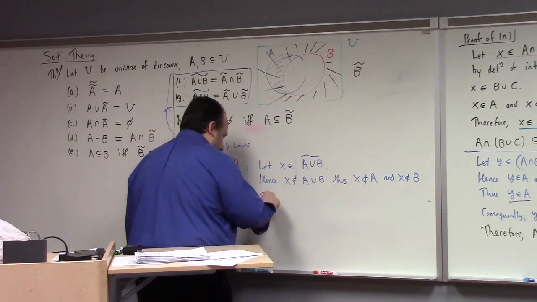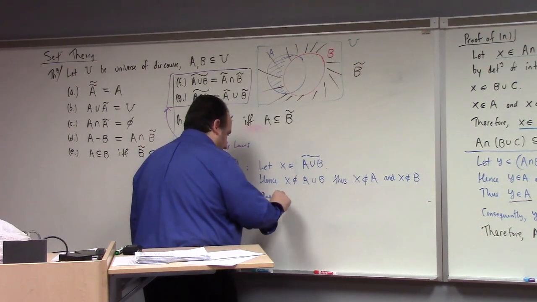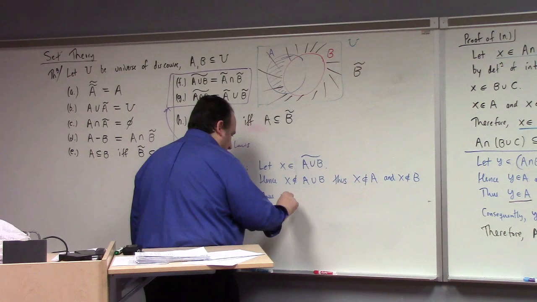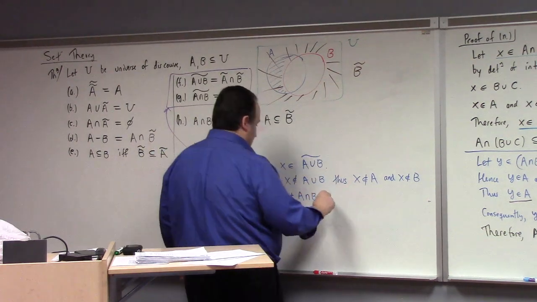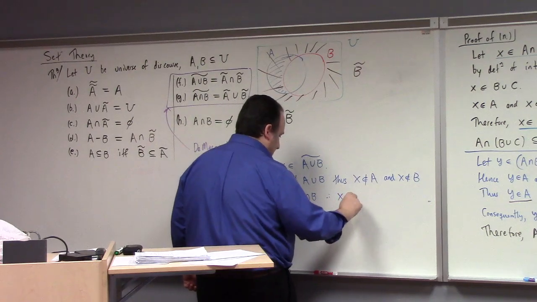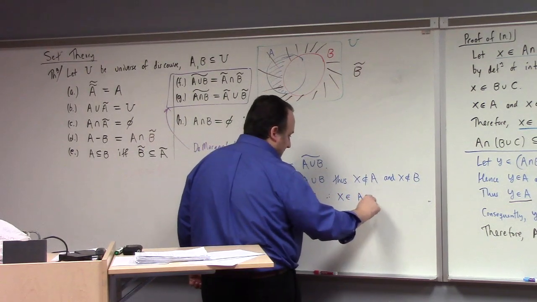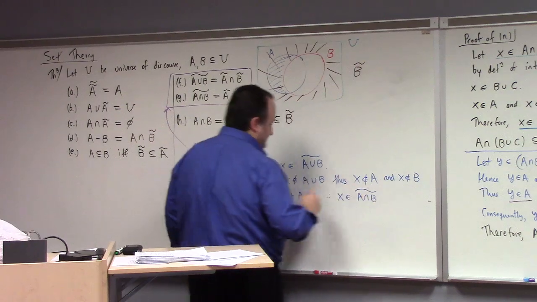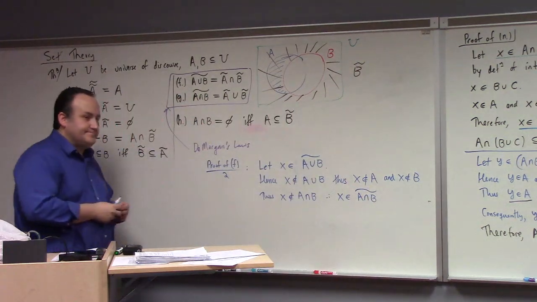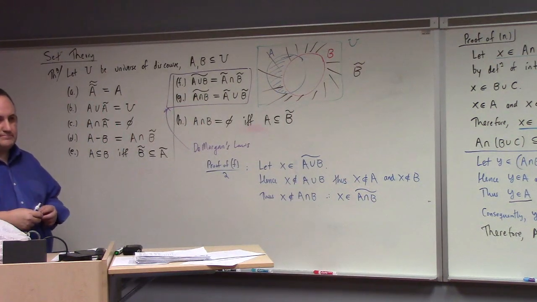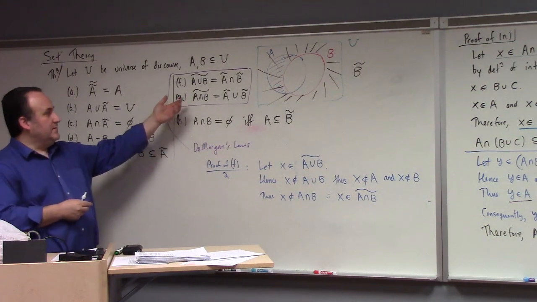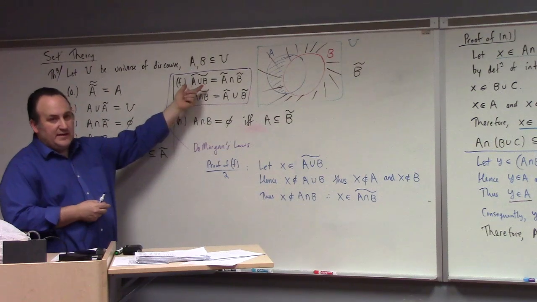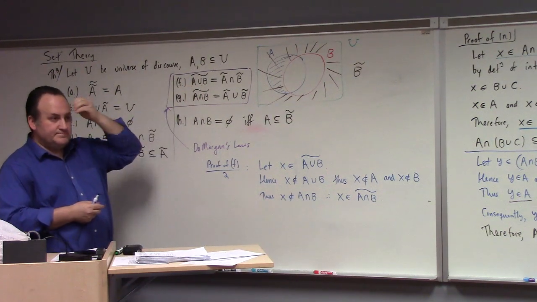Thus, X is not an element of A intersect B, right? Therefore, X is an element of A intersect B complement. Which proves half of part F, right? Namely that the complement of A union B is a subset of the intersection of the complement of A and B.